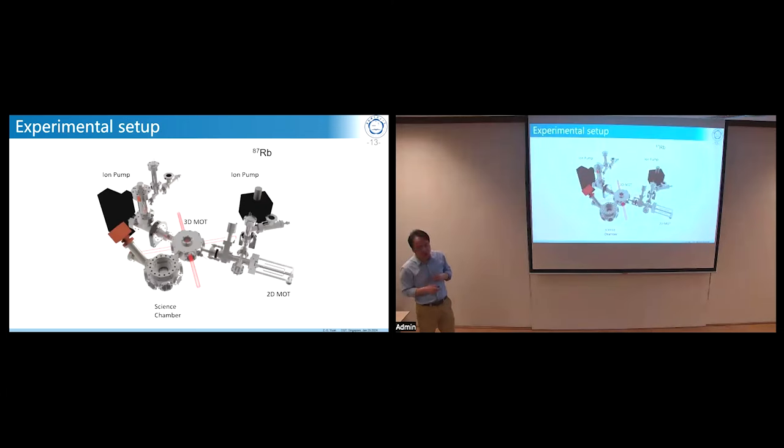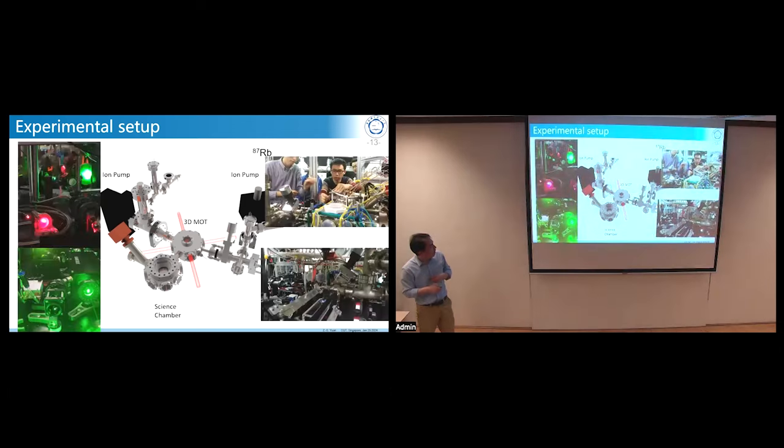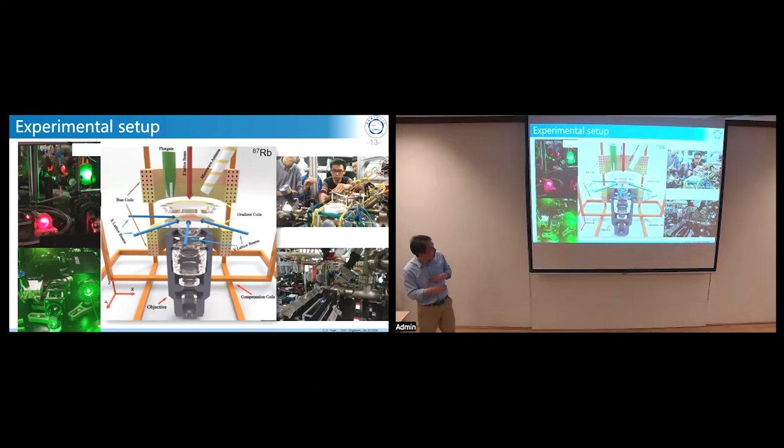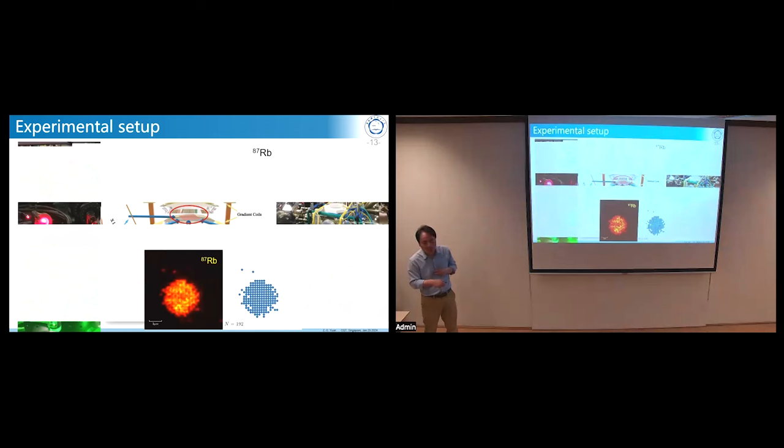In our lab, we have a similar setup. Here is the vacuum, with the 2D MOT, 3D MOT, and science chamber. We push the atoms there, and with an optical transfer to the science chamber, we use rubidium 87 as well. You can see lasers and the vacuum electronics. Finally, we make a cross-section of this vacuum. You can see the objective just below the one layer of atoms. We can take an image and see the atoms one by one. We have single atom resolution as well.